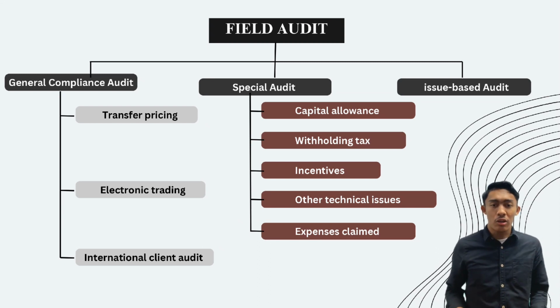Field audits consist of 3 types, which are general compliance audit, special audit, and issue-based audit. For the general compliance audit, there are transfer pricing, electronic trading, and international client audit. For the special audit, there are capital allowance, withholding tax, incentive, other technical issues, and expense claim.